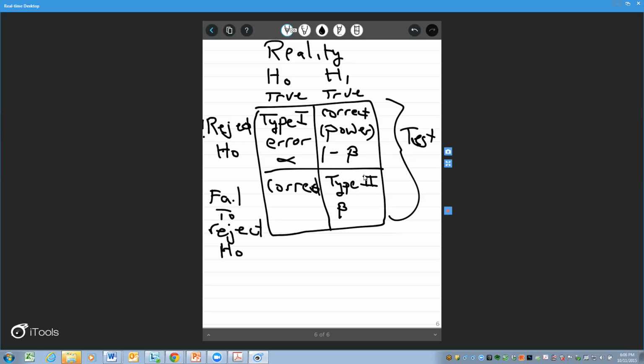The situation where H naught is true and we fail to reject, being a correct decision, doesn't have its own name. So we'll just leave that as correct there. Okay. So this is all still pretty abstract. Let's see if we can put this in a better context.